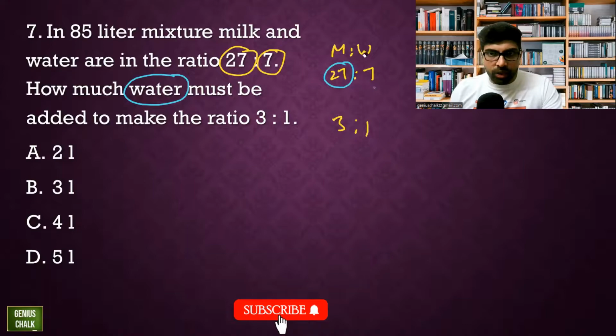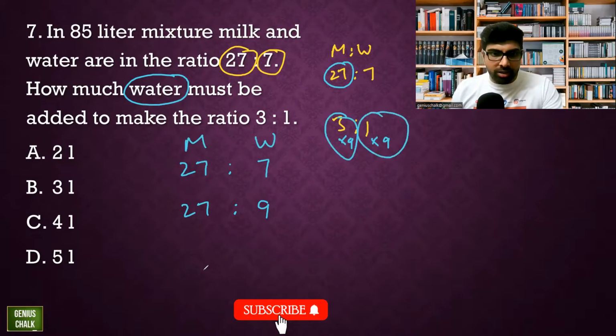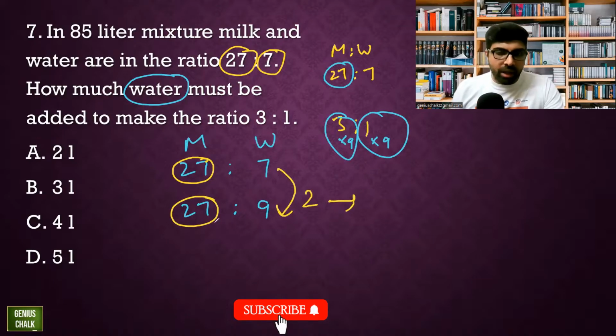Now I am writing the ratio here. Now this 3 to multiply by 9. This is also multiplied by 9. What is the new ratio? The new ratio is 27:7 and 27:9. That means this is milk. This is 3 9s are 27. It is 9. Now we can see milk is the same. How many units? 2 units of water are added. We have to find that.